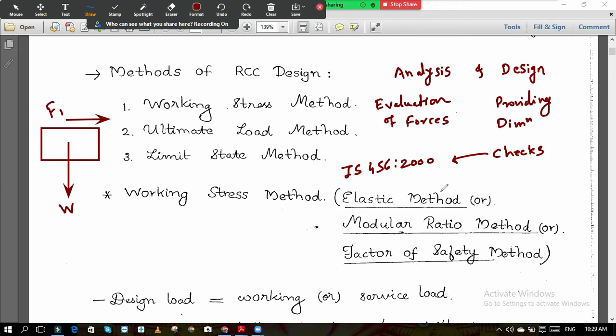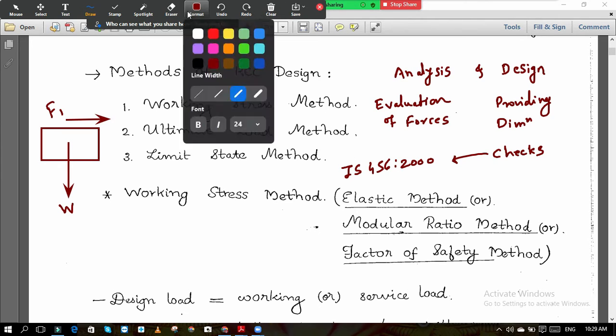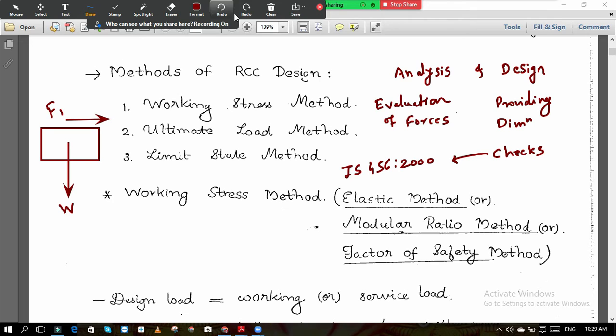Okay, so in this way providing the dimension is nothing but design, and evaluation or the calculation of the forces comes under the analysis. Okay, so now we will move to the further part. So here you know what is given: the methods of RCC design. So these are the methods of RCC design.